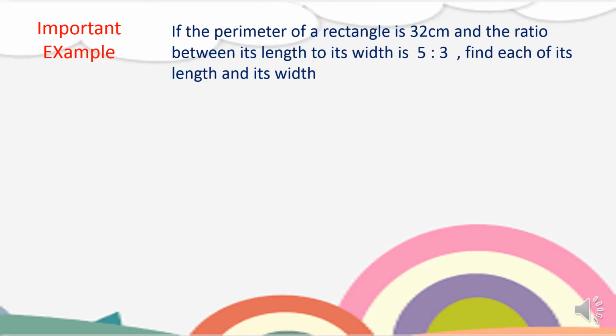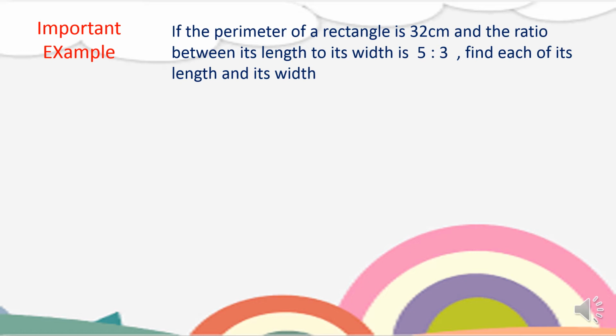If the perimeter of a rectangle is 32 centimeters and the ratio between its length to its width is 5 to 3, find each of its length and its width. Now I have the ratio between length and width. But what I have in the real? I have in the real the perimeter of a rectangle. Okay, so perimeter of rectangle equal what?